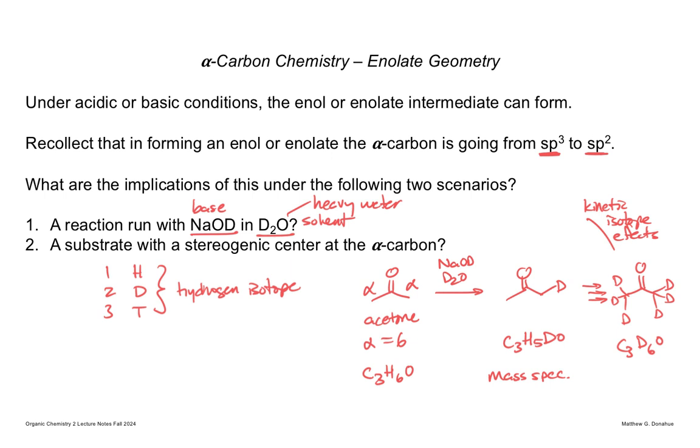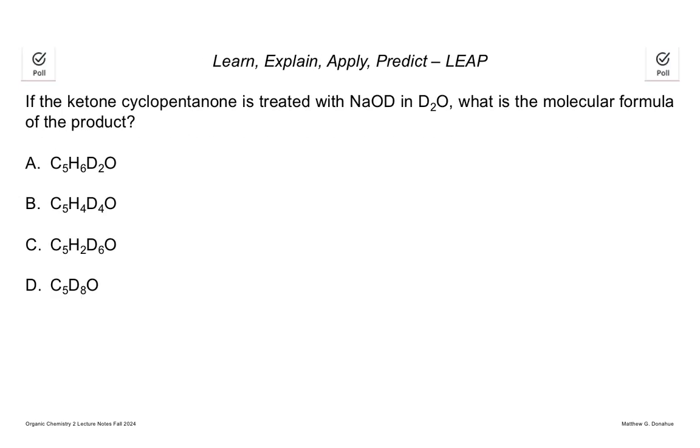So the second question, I think I'm going to conveniently ignore for now until we get a little bit later on where we learn a little bit more stuff. So what about the same line of reasoning? If you start with cyclopentanone, you do the same thing. What is the molecular formula of the product?